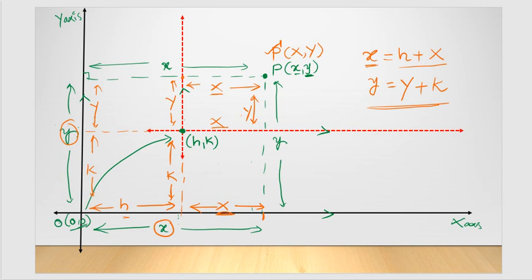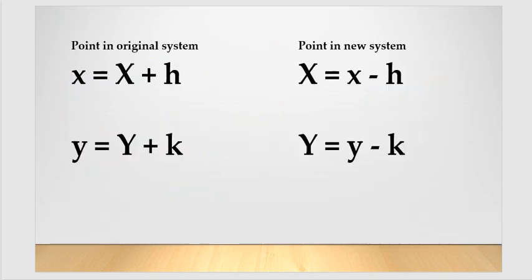This proof is just to know how we got it. We need to remember only these: point in the original system, point in the new system. If you remember only these two, that's enough to solve the problems. Here you can remember only one thing: either the original system or the point in the new system, because if you remember both, you again get confused.